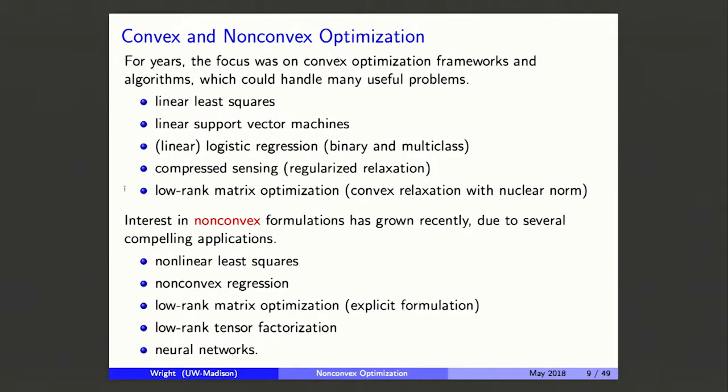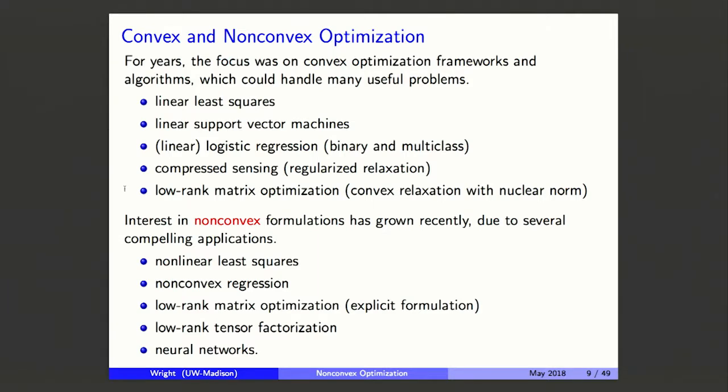Okay, so here I've listed a few problems in data analysis that need convex optimization technology. These are very familiar to many people. Linear least squares goes back more than 200 years. Linear SVM, logistic regression, and so on, compressed sensing. And even low-rank matrix completion, if you write it down, you can solve using convex optimization technology as well.